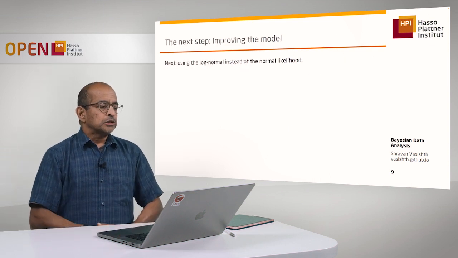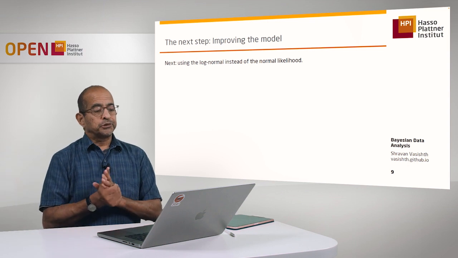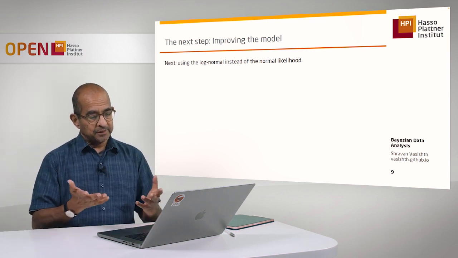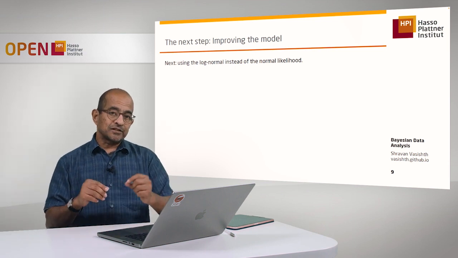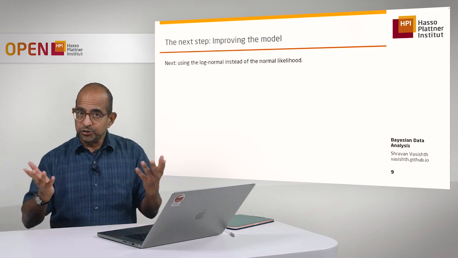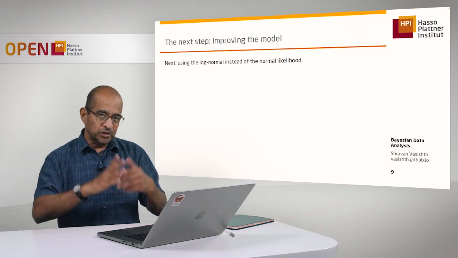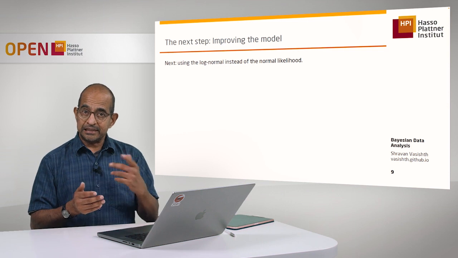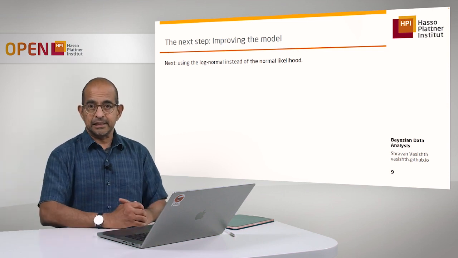Okay, so now I'm going to show you another model for the same data, where instead of the normal likelihood, which I showed you was somewhat questionable because of the skew in the data, I'm going to use an alternative likelihood, and that's the log normal likelihood. That's the next lecture.